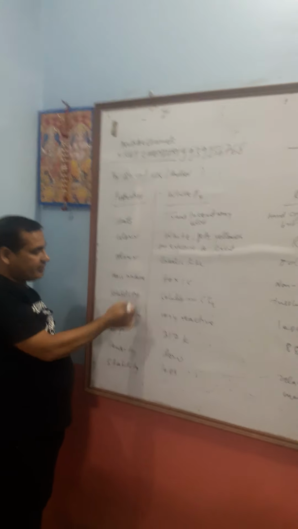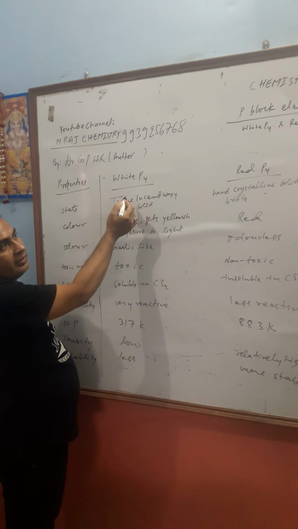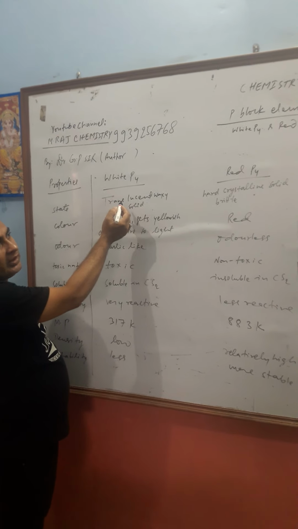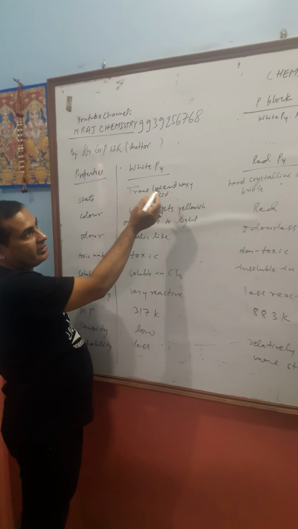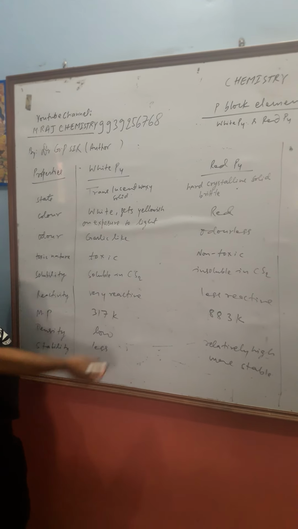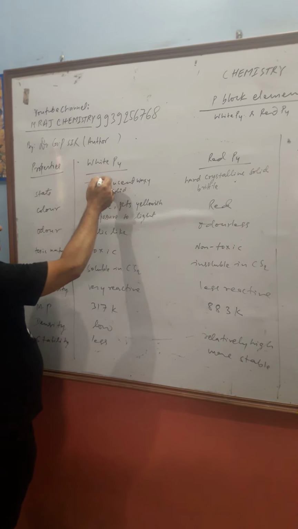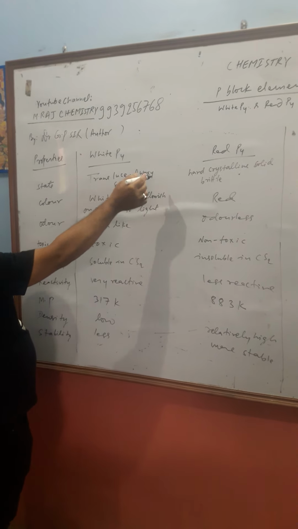Here are the properties. There are three allotropic modifications of phosphorus: white phosphorus, red phosphorus and black phosphorus. Here we are going to discuss white phosphorus and red phosphorus. Distinction between white phosphorus and red phosphorus.